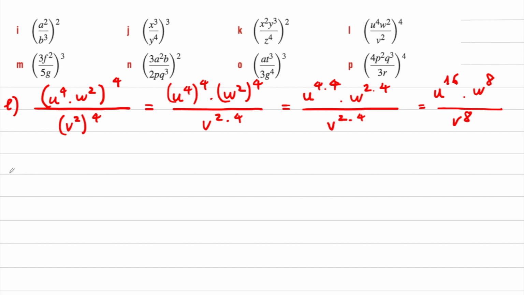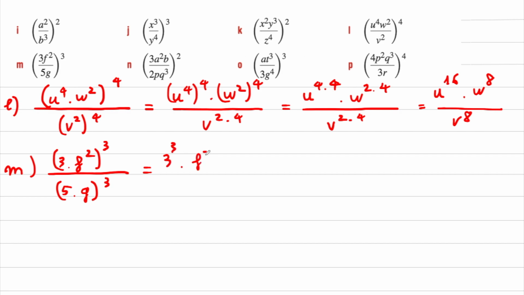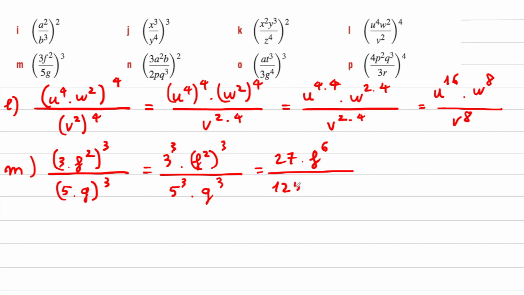And yes, that is M here. f squared to the power of 3 and 5 times g to the power of 3, and you got 3q, f squared to the power of 3 and 5 to the power of 3, g to the power of 3. Here is 27. Here is f to the power of 6. This is 125 and g cubed.